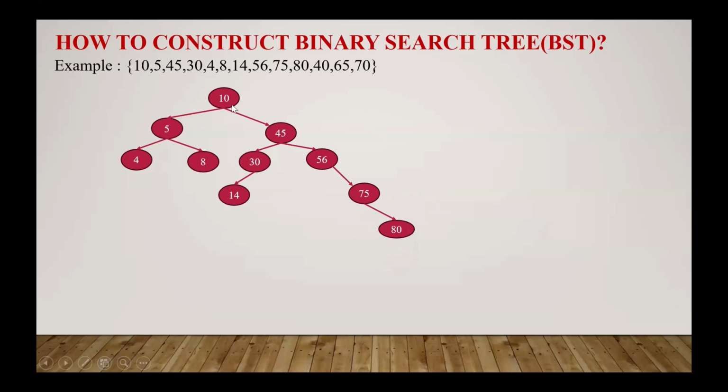Then 40. We have to start from the root. 40 is greater than 10, so we move to the right side, node 45. 40 is less than 45, so we move to the left side, 30. 40 is greater than 30, so greater than means right-hand side, we have to insert it there. Next value 65. 65 is greater than 10, 45, so 35, so we have to put it inside this one. Last element 70. 70 is greater than 10, greater than 45, greater than 56, greater than 75.